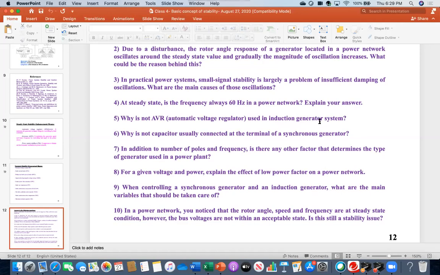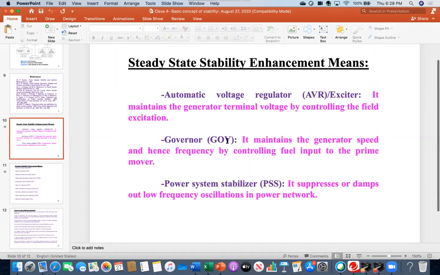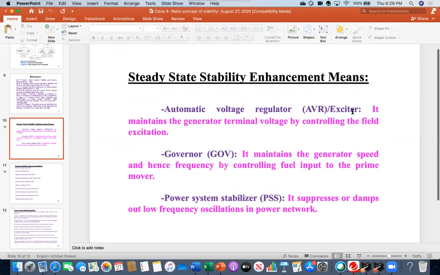In case of induction generator, there are no physical magnetic poles. So that's why you have to create magnetization internally. That's why you need the reactive power support. And that is the reason AVR is not used. See this slide. What I wrote: AVR maintains the generator terminal voltage by controlling the field excitation. That is the function of the AVR.